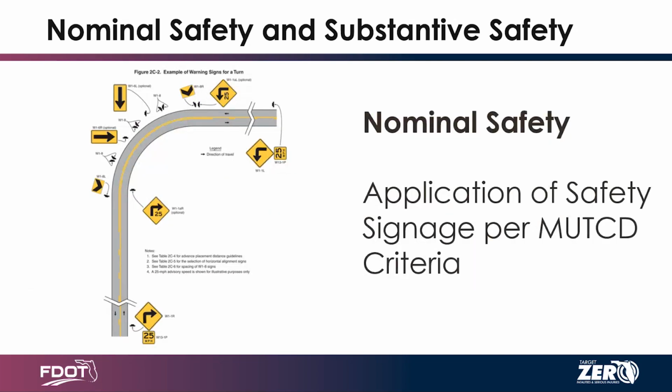So nominal safety, if we look at a curve, right? This is your nominal safety. This is the application of safety signage per the MUTCD criteria. We have our arrows, our curve chevrons, our advisory speeds, our advanced curve warning speeds. Everything is here to make that curve safe nominally, right? And it is. There are signs and standards that we have learned that we can apply very broadly that do provide a positive benefit.